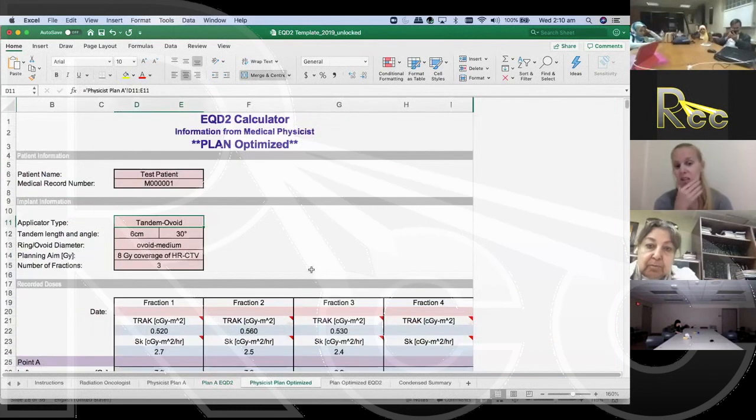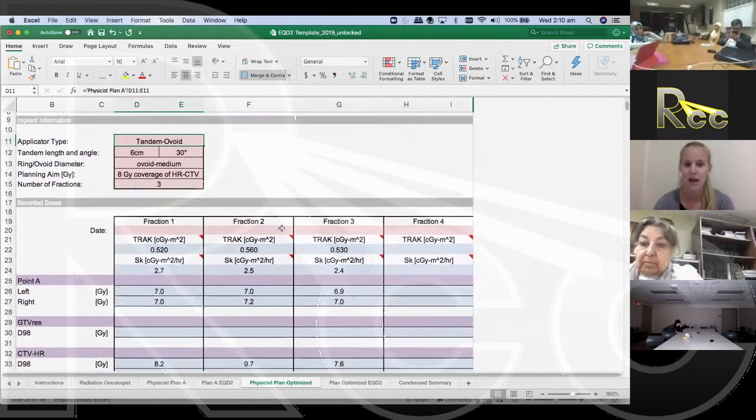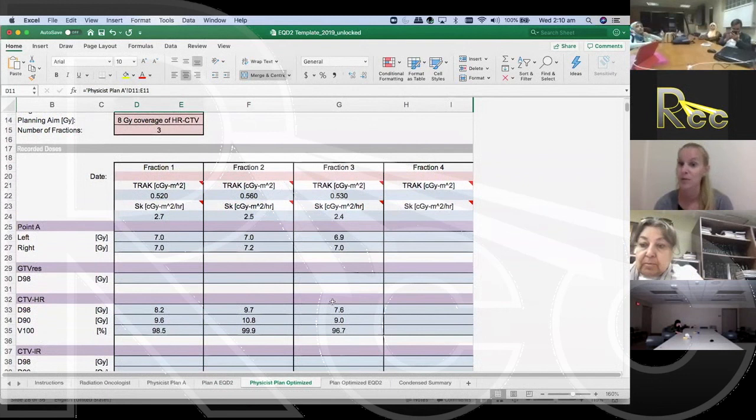We then do the same thing, so we optimize our plan now. We get our plan and we start to tweak dwell positions and dwell times, manually or inversely or graphically, however you choose to do it. And then we can add our optimized plan values in.